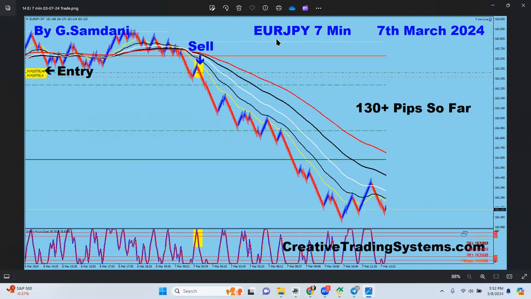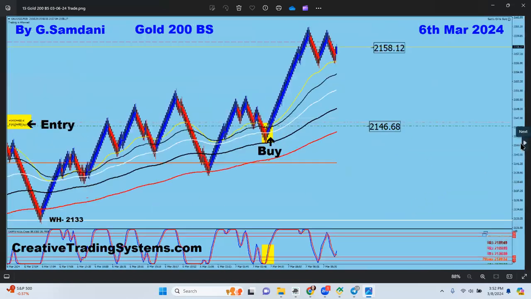130 euro yen from 7-minute chart. Sell order is right there and all the way down, just like pound yen.